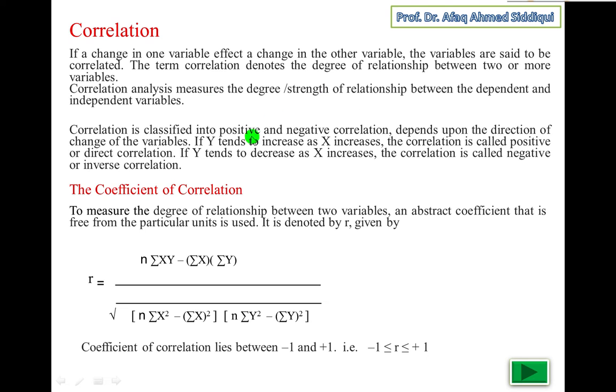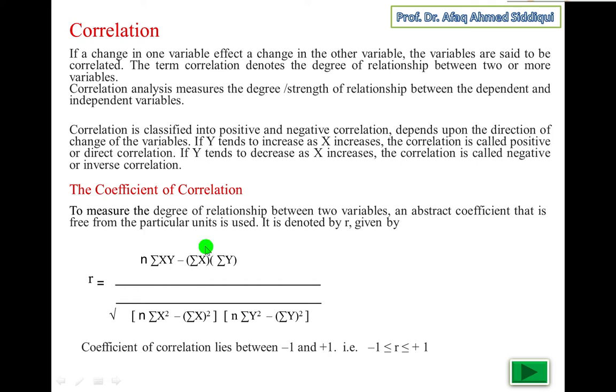So how do we calculate the correlation? This is the formula of the coefficient of correlation. To measure the degree of relationship between two variables, an abstract coefficient that is free from the particular units is used. It is denoted by small r, given by this formula: r is equal to n summation xy minus summation x summation y, divided by the square root of, in separate brackets, n summation x square minus summation x whole square, in the second bracket n into summation y square minus summation y whole square.